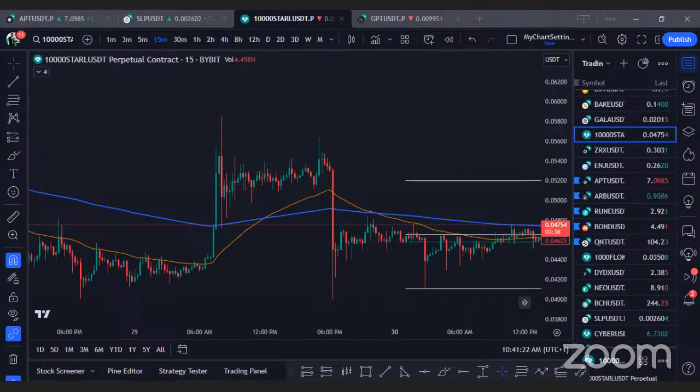Trade with care. Don't blow your accounts. Use stop losses. If you are not sure of a trade, don't go in with high leverage. If you are not sure of a trade, don't go in with too much money.